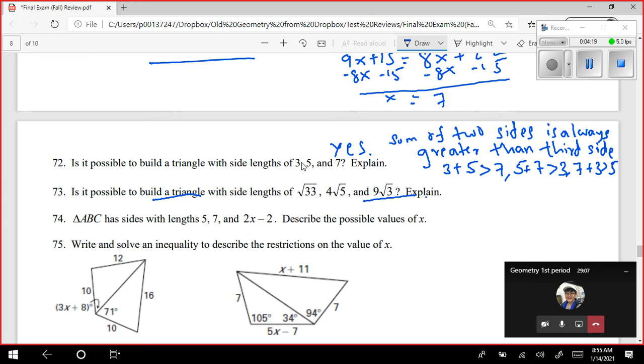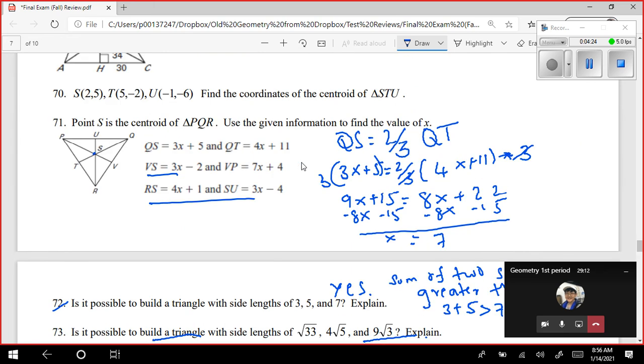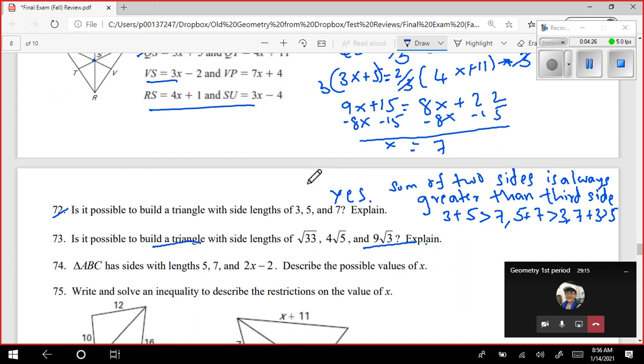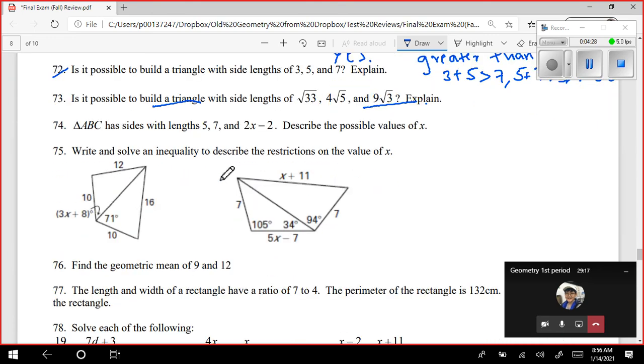Okay, and after this, I've done this one for you. Triangle ABC has sides 5, 7 and 2x minus 2. Describe the possible values of x. I'll do this one also for you. So if triangle ABC has these sides, they want us to describe the possible values of x.